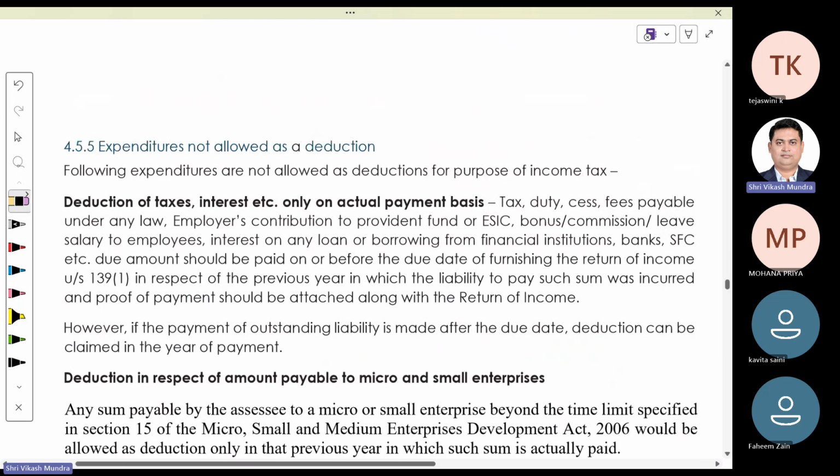Now, a few expenditures are not available as deduction. That means these deductions, even though they are revenue in nature, are specifically disallowed under the income tax law. A few of them we are supposed to understand.